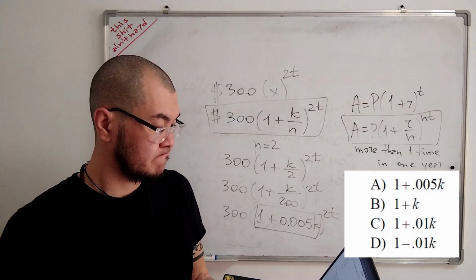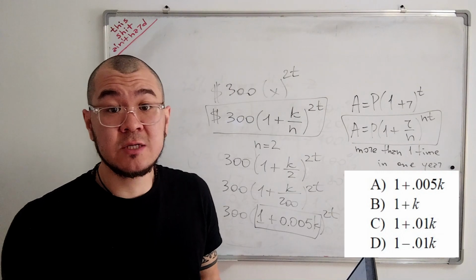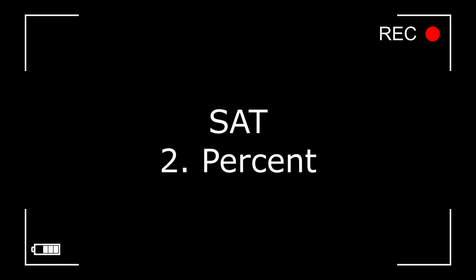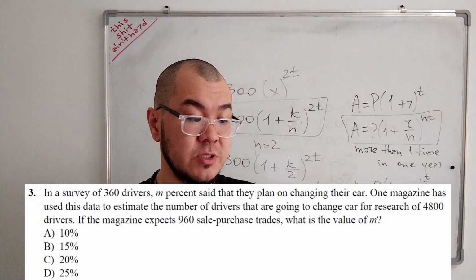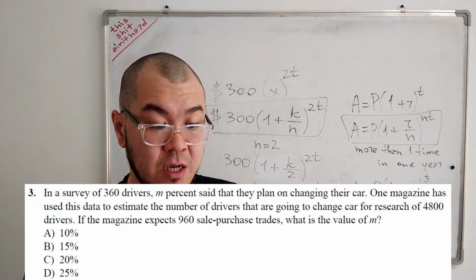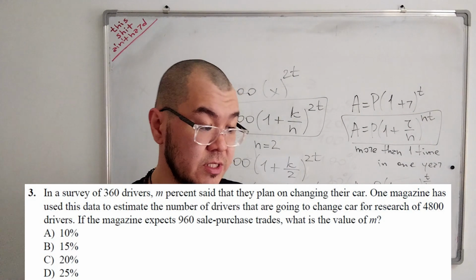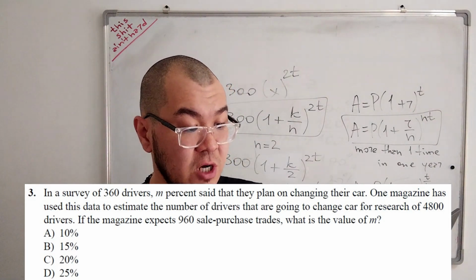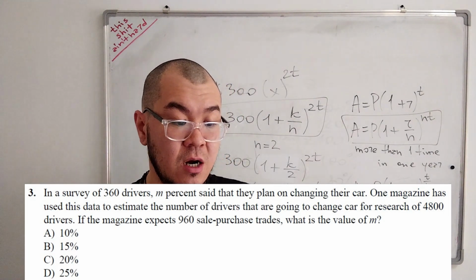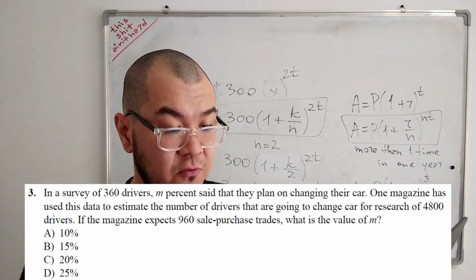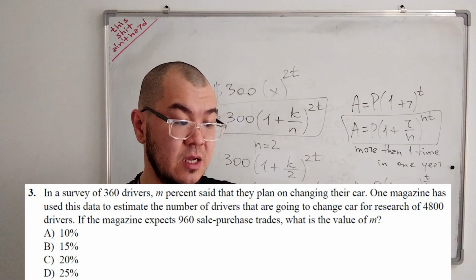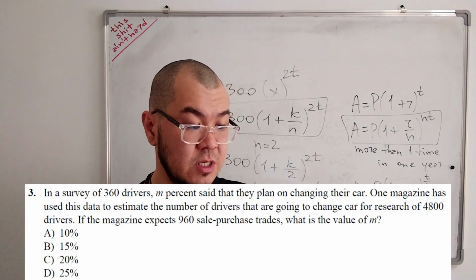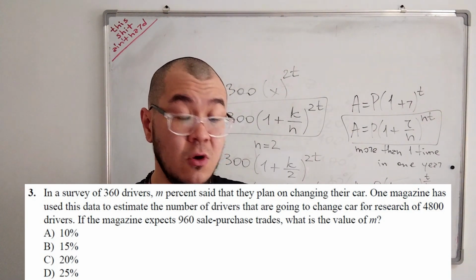Okay, let's go to the next one. Third one. In a survey of 360 drivers, m% say that they plan on changing their car. One magazine has used this data to estimate the number of drivers that are going to change car for a search of 4,800 drivers. If the magazine expects 960 sale purchase traits, what is the value of m?